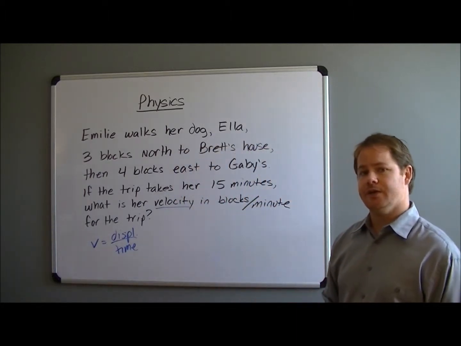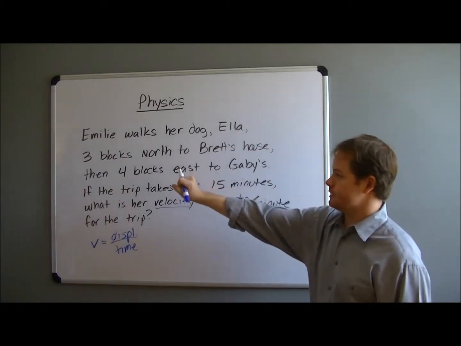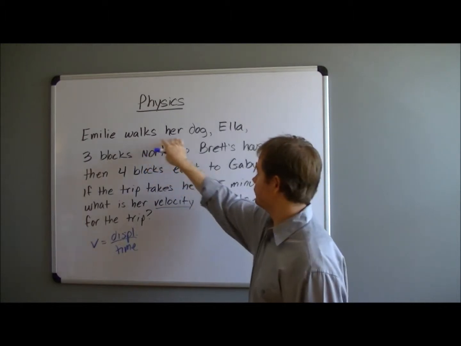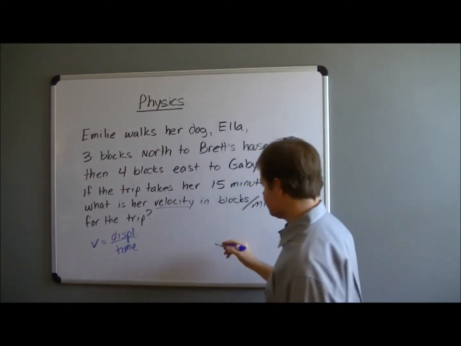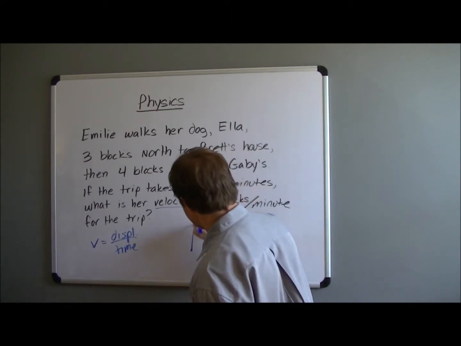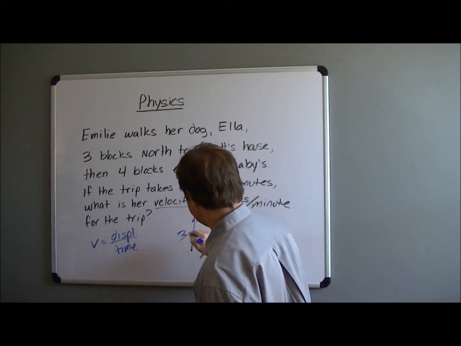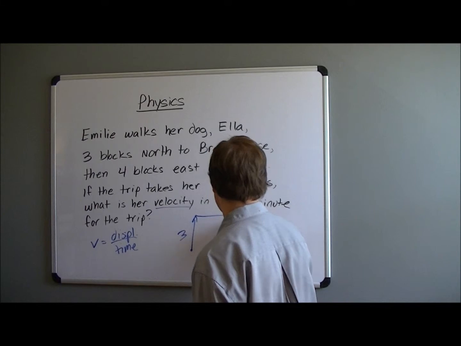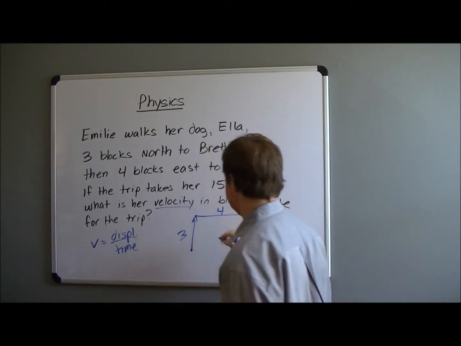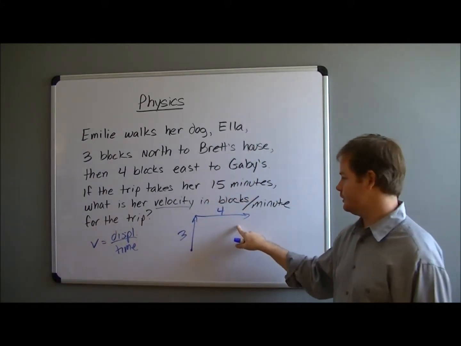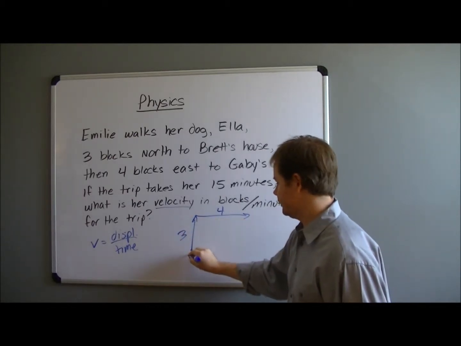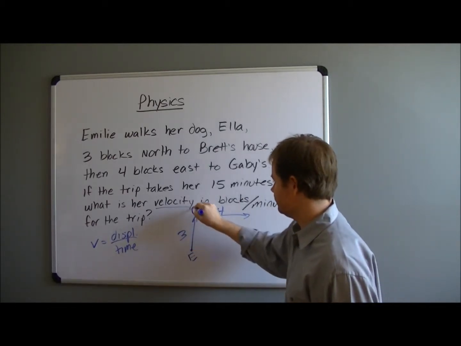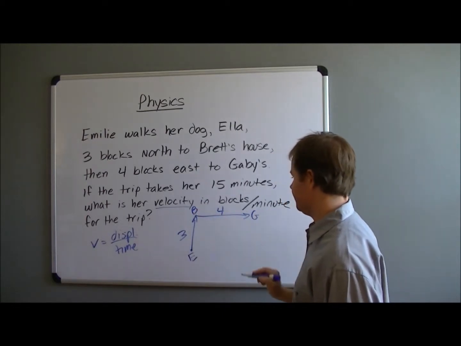So the key here is that even though we're given the distance that Emily walks her dog Ella, 3 blocks north and 4 blocks east, so if we were to draw that out, she goes north for 3 blocks to Brett's house, and then she goes 4 blocks east to Gabby's house. So here, this will be Emily's, Brett's, and Gabby's.